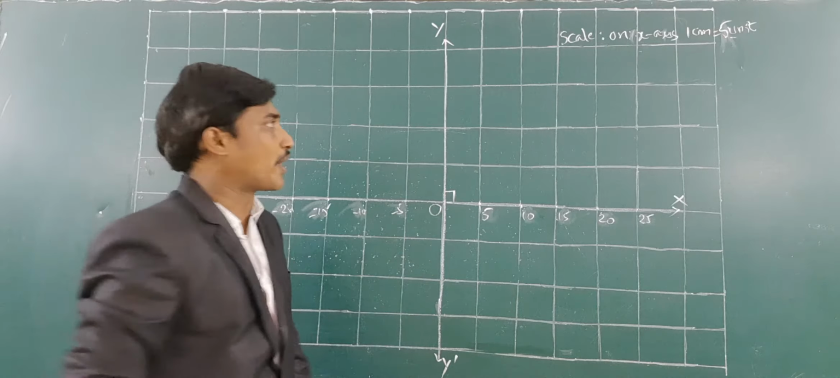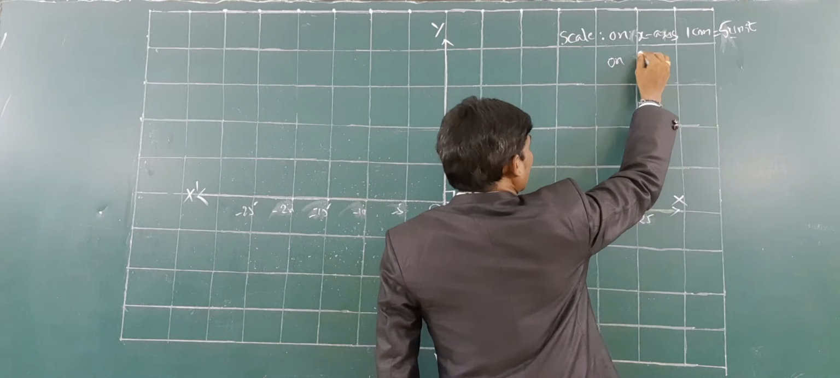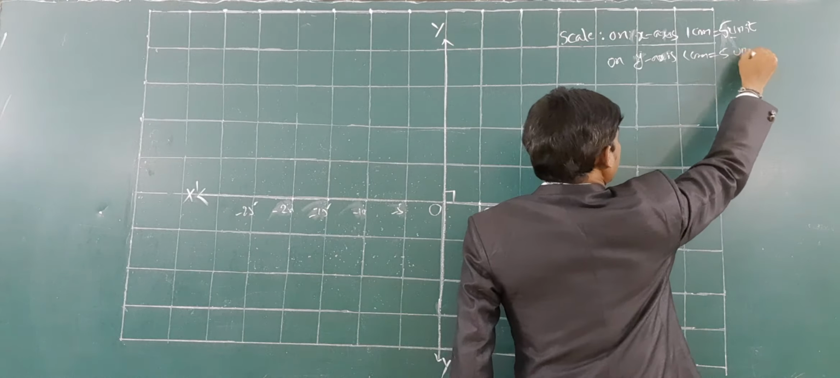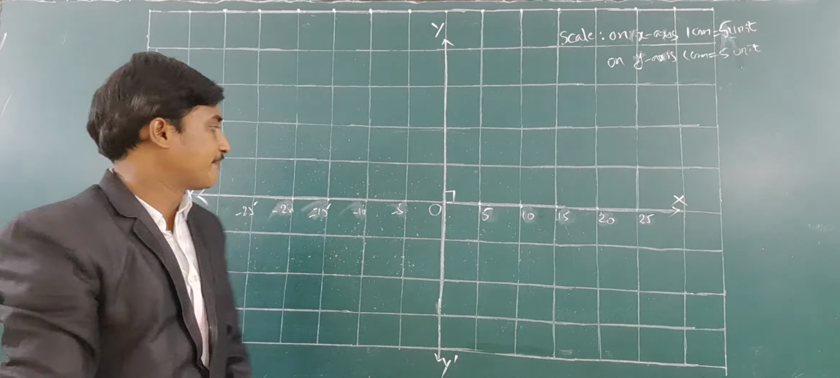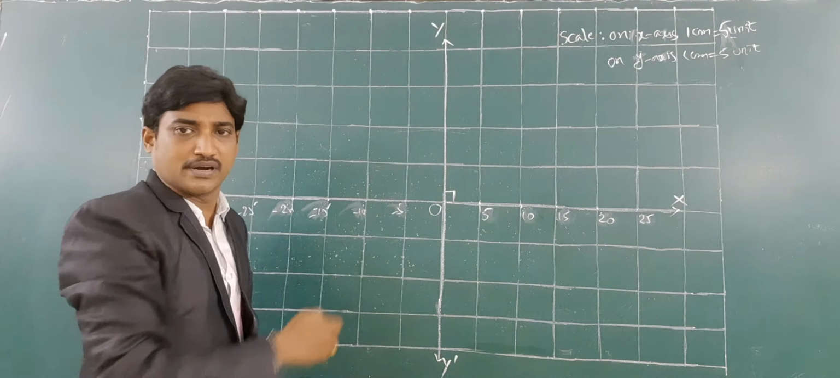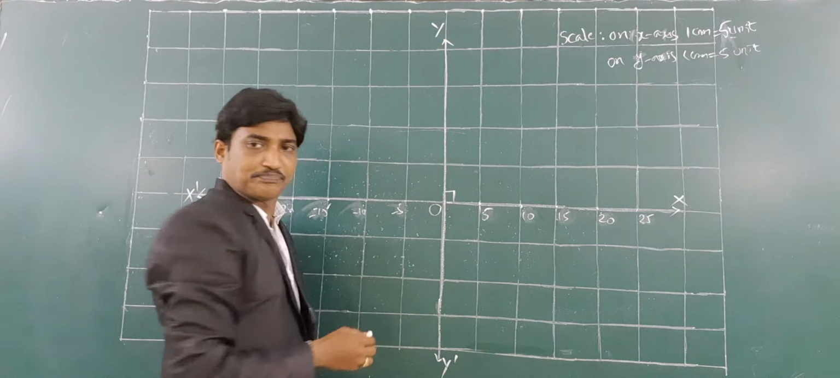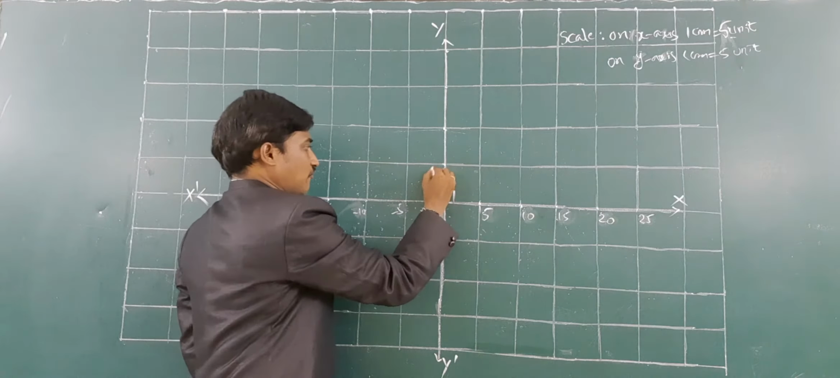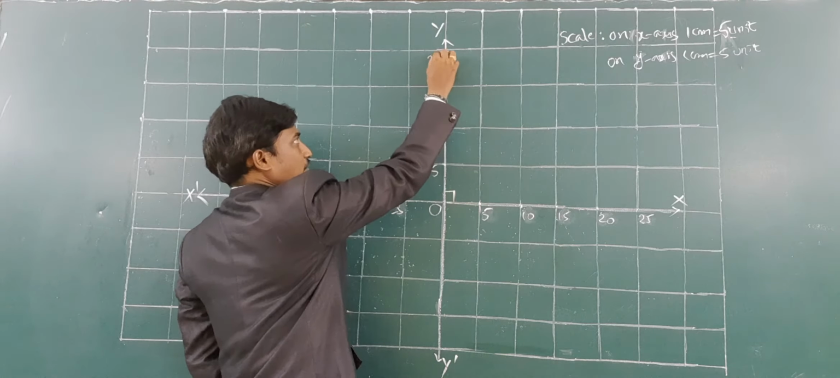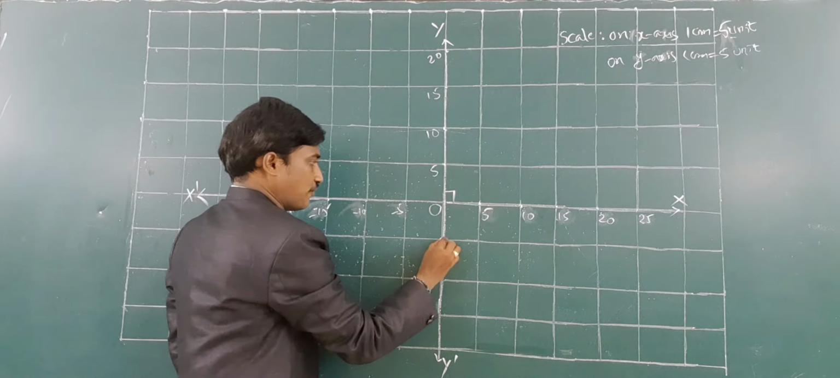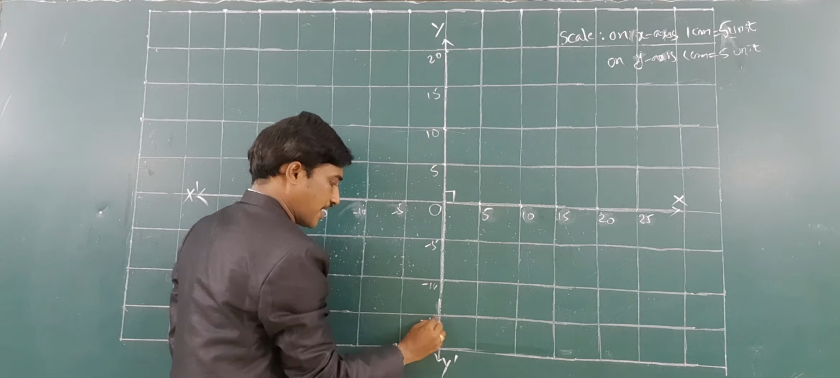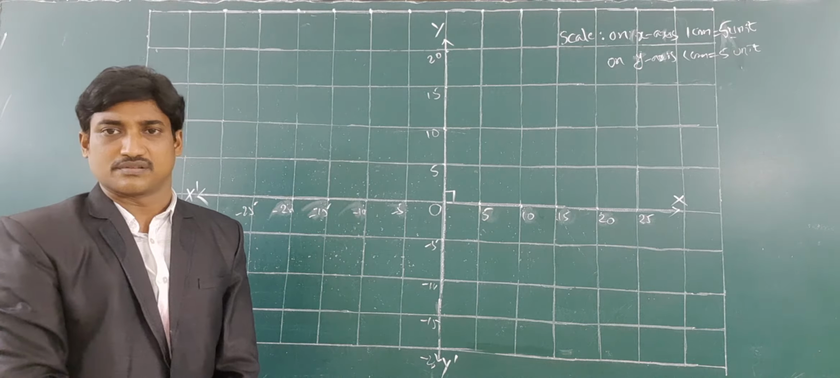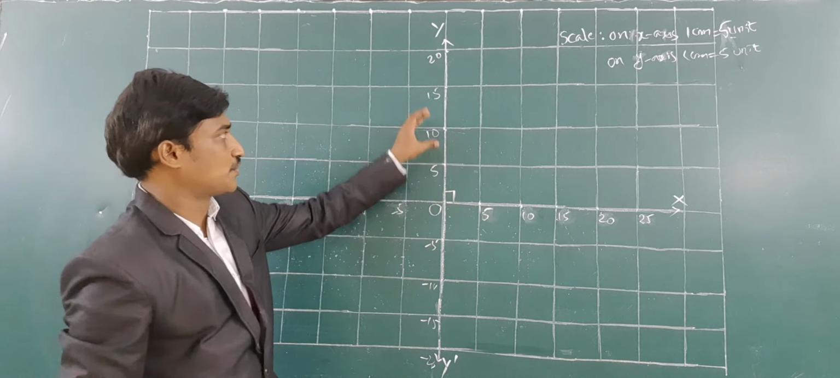On the y-axis also, I am taking 1 centimeter equal to 5 units. If I take the y-axis also with 5 units, then we can mark upward positive and downward negative. Generally, here we mark the points with multiples of 5: 5, 10, 15, 20. Downward negative numbers: minus 5, minus 10, minus 15, minus 20. This is when the scale is taken as 1 centimeter equal to 5 units.